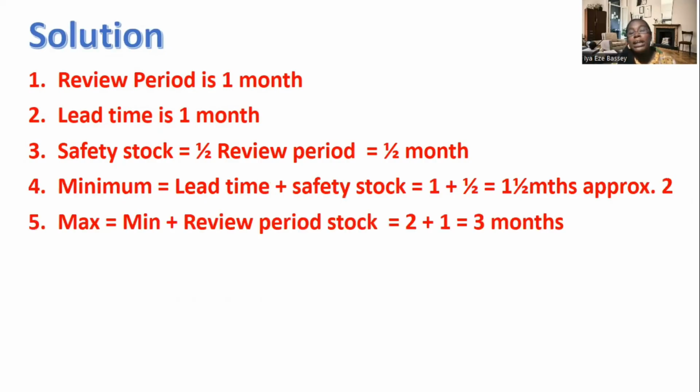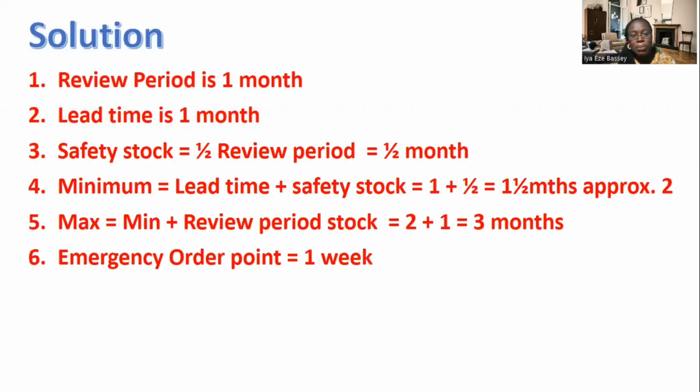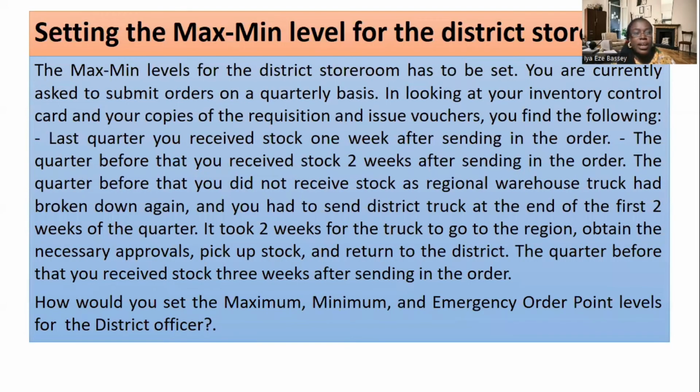So your max will now be your min plus your review period stock, which is just 2 plus 1. That's 3 months. And your emergency order point, remember the story says that even on a rush order, it just takes a day. There's no problem with transportation. It takes just 1 day to reach the clinic. And like I said, we are very conservative, so we will not say 0. We'll say 1 week. So when you have stock that will last for only 1 week, you can actually make an emergency order before the review. All right, so let's get to another one.